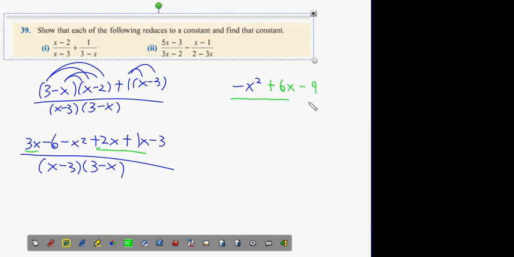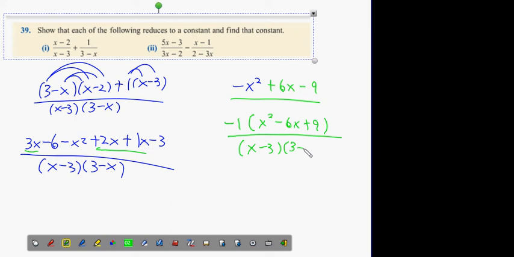Now, this question has been a lot of hassle so far, hasn't it? It's been difficult. Now, I'm not going to do anything with the bottom for a minute. What happens if I take out minus 1? What's left over? x squared minus 6x plus 9. Does everybody see that? If I'm going to multiply back in, minus x squared minus 6x plus 9. And the bottom is still the same.